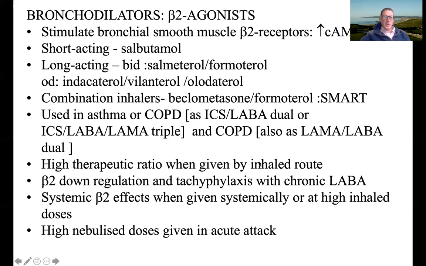They've got a high therapeutic ratio because they're given by the inhaled route, delivered directly to the site of action. They do, however, with chronic use of LABA, downregulate beta-2 receptors and uncouple the G protein adenylyl cyclase to result in what we call subsensitivity or tolerance of response. The pharmacological term is tachyphylaxis. In other words, loss of efficacy. So that is a bit of a problem.